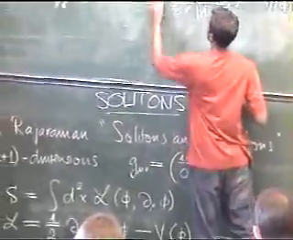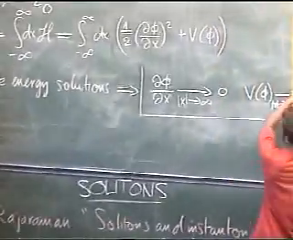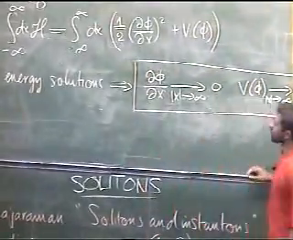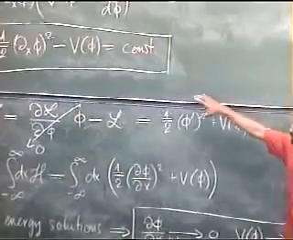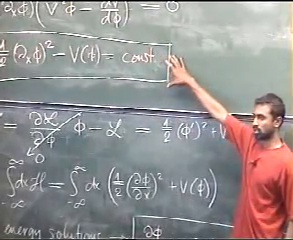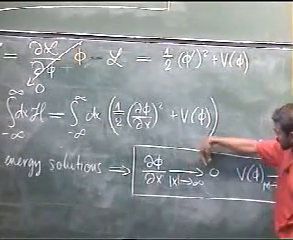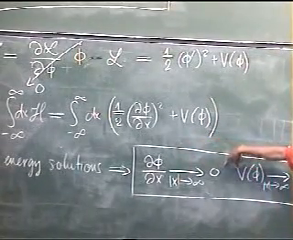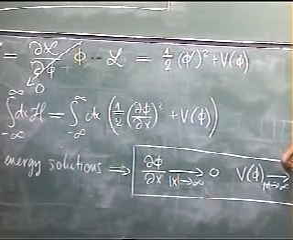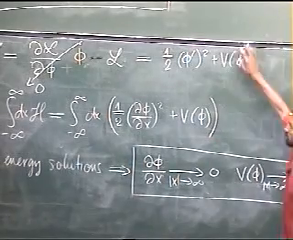Okay, so we'll keep this aside for the moment. Now, what I really want to do is evaluate this constant. And I've just said that at spatial infinity, d phi by dx goes to 0, as well as V of phi goes to 0, if I'm going to get finite energy solutions.